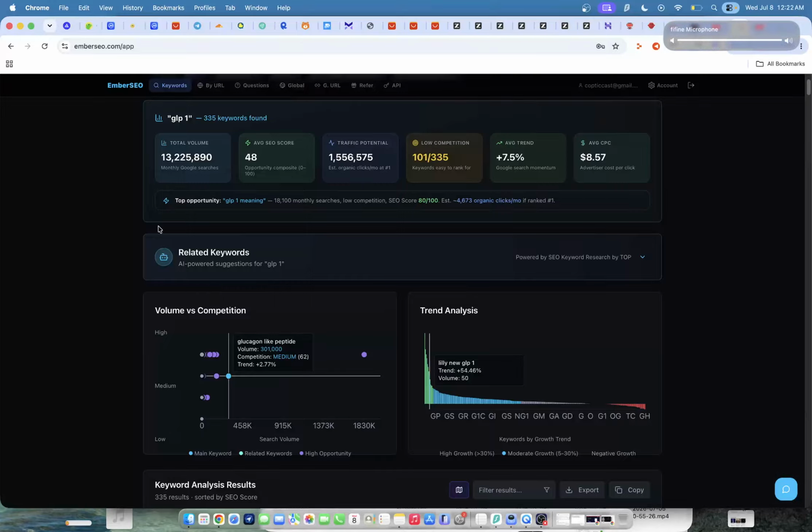Doesn't really matter. Actually, kind of does matter. It depends if the keyword tool is actually getting data from Google or not. I know SEMrush does it. I know that Ahrefs does it. Those tools cost well over $100 per month. I'm using EmberSEO because it's cheaper. It costs $9.99 per month.